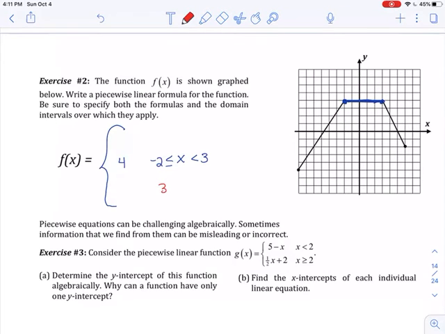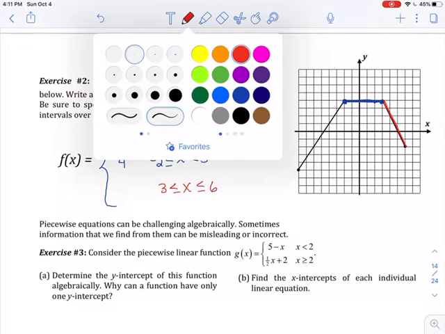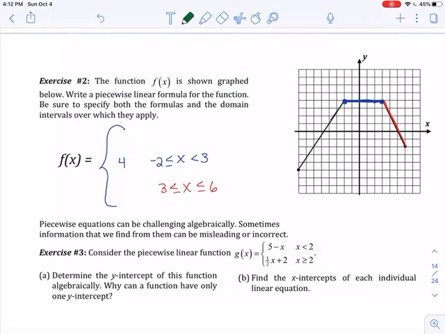okay? But the 3 is also included, let me get a different color, in this next one here. So I decided to put the equal sign there. It would have been fine to do the equal sign with either one, all right, because it's the same value at both of them. There's no gaps or anything like that. And this one is going till, that's 1, 2, 3, 4, 5, 6. I am including the 6.